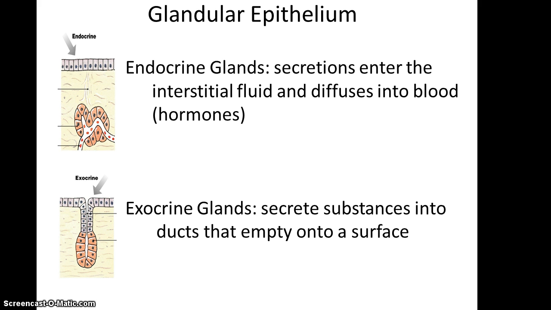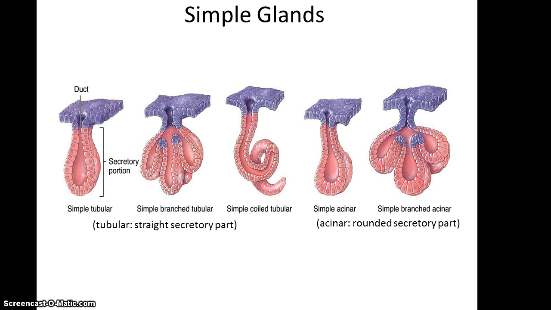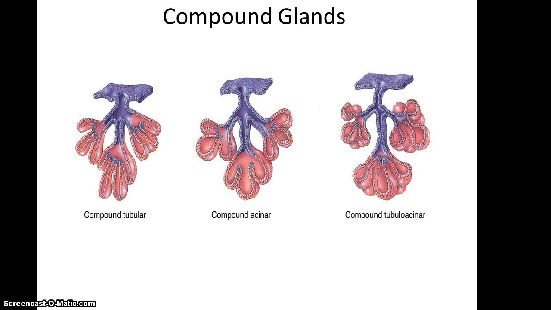And then you have the exocrine glands. They secrete substances into ducts that then empty onto a surface. So, for example, your sweat glands are an example of exocrine glands. They can come in a variety of shapes, including tubular and acinar, tubular being long and straight, acinar being long but rounded at the end, and these can be simply just one big tube. They can be simple branched tubular structures or even coiled. You can also find them as compound glands. In this case, there are multiple structures that are then feeding into one duct to then allow the release of the secretion.